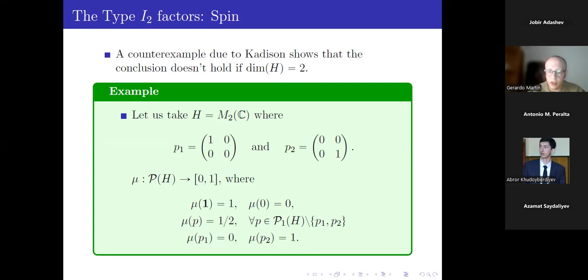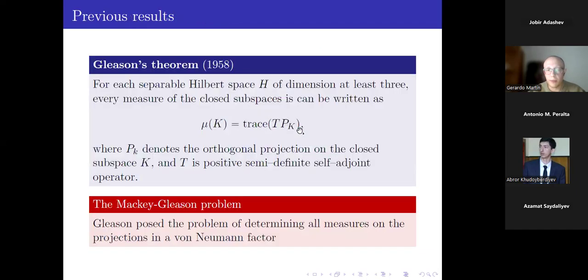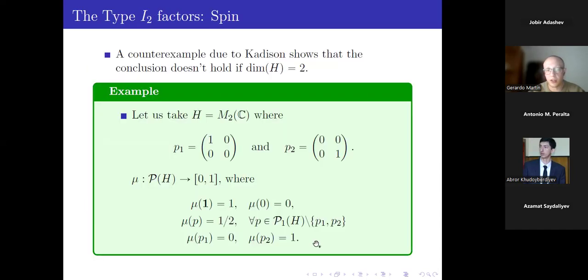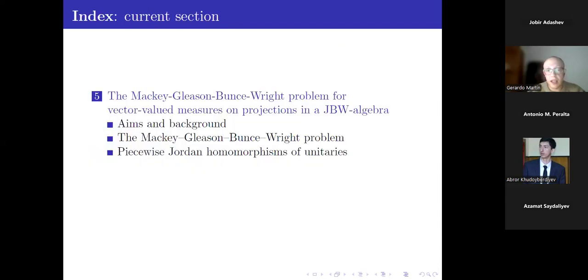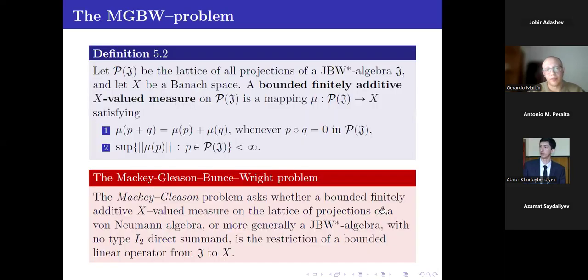So now, if we try to prove that mu can be written in these terms as the trace of the product of this projection and a positive semi-definite self-adjoint operator, we will get that this is impossible in this case. Now, the Mackey-Gleason-Bananch problem.